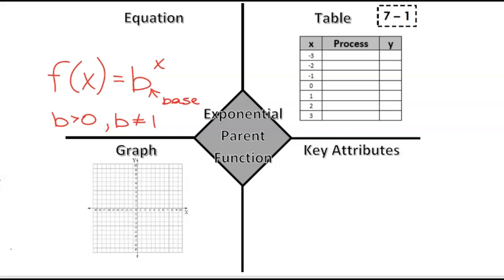Because if you think about b being 1, a base of 1, if you raise 1 to any exponent, what is your answer always going to be? 1. And that means that all of your points are going to be an x value, comma, 1. If b equals 0, 0 raised to any exponent is what? 0. So can b be 0? No, because it's not going to give you the shape of the exponential function that we're looking for.